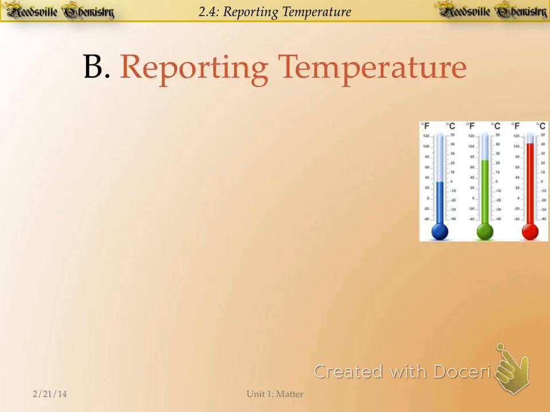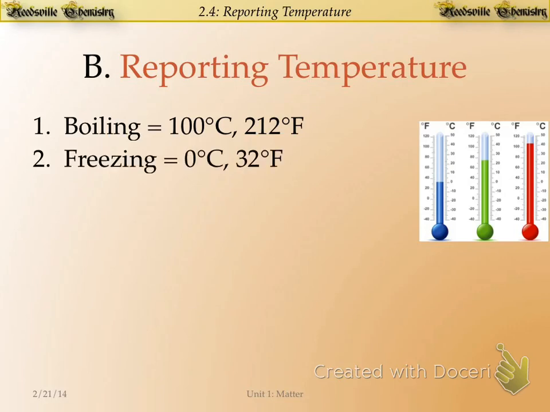Now, how do we report temperature? We can do so in a couple of different ways. We know that the boiling point of water, I say boiling point of water, that's important because not all things boil at 100 degrees Celsius. The boiling point of water is 100 degrees Celsius or 212 degrees Fahrenheit. So those are two numbers we need to be familiar with. The freezing point of water is 0 degrees Celsius or 32 degrees Fahrenheit.